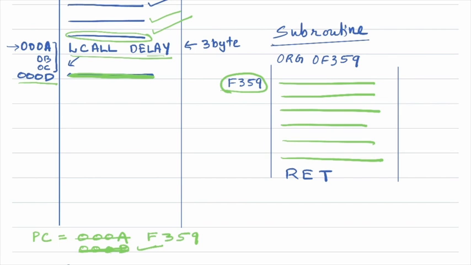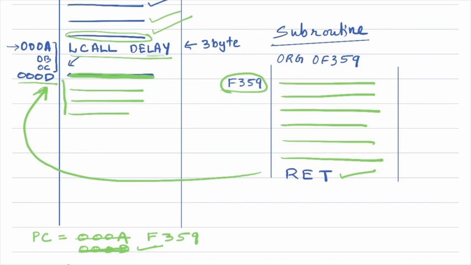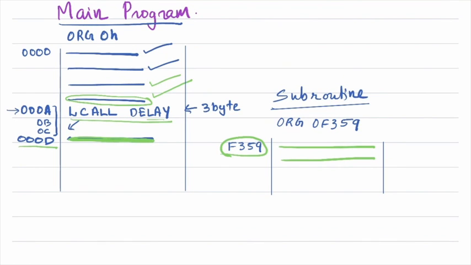So when this RET instruction is executed, after this execution, the program execution must come back to the next memory address, that is 000D, and start executing the remaining lines from here onward. So this is how the execution must happen. But in order for that to happen, what are the changes happening in the stack pointer, what are the changes happening in the stack, etc., I will explain now. Now look at this.